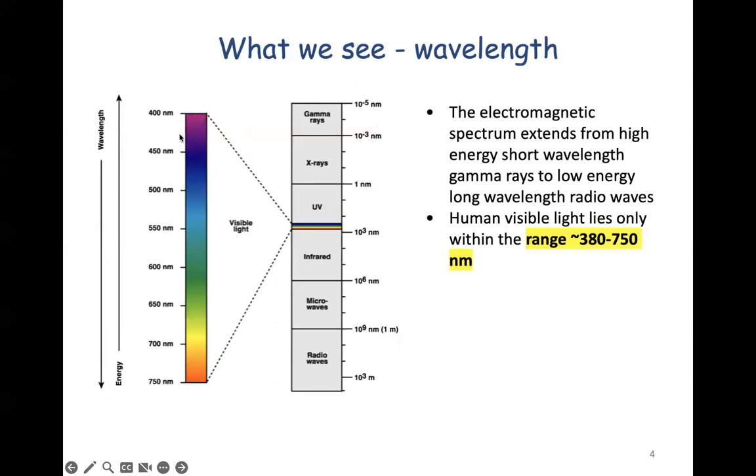And you'll notice that the wavelengths increase as we go from violet to blue to green to yellow and then red. Red light has the highest wavelength. And colors like blue and purple have the lowest wavelengths. Anything that has a wavelength less than 400 nanometers, your eye is not able to detect it. And same goes for anything with a wavelength higher than 750 nanometers.